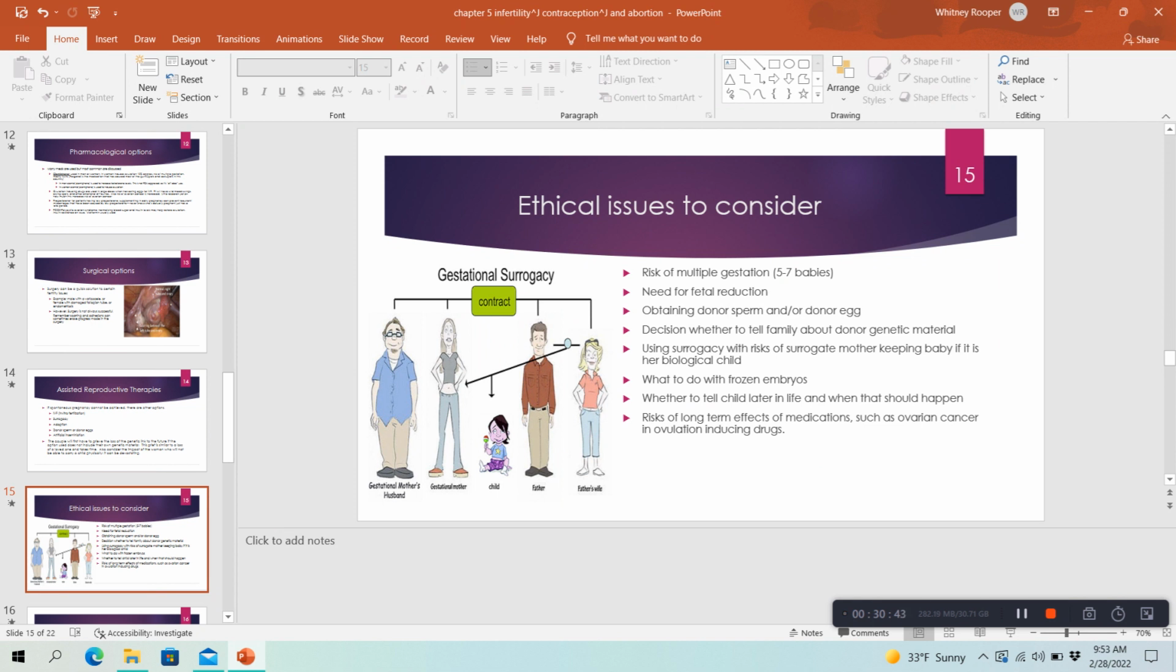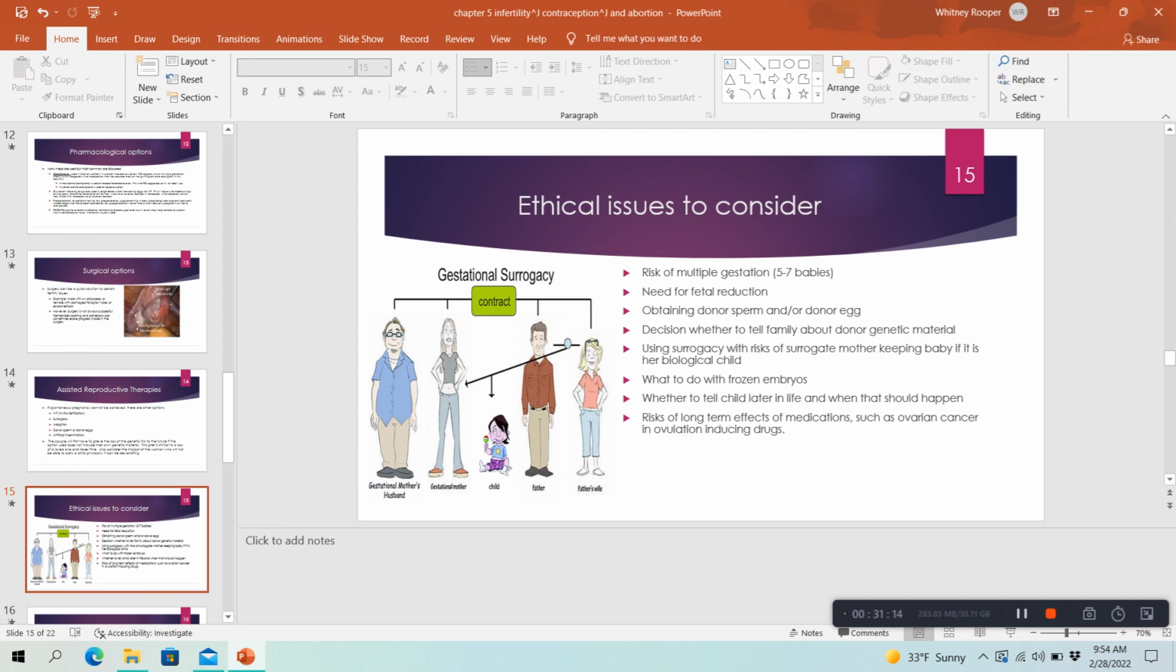Decision whether to tell the family about donor genetic material. So you do that. You tell your family that we don't know who the father of the baby is, or do you not tell them? And then what about the child? Does he need to know what medical issues he may have? Are there medical issues that run in that family? How do you find that out? If it's from a sperm bank or whoever the donor material is, how do you find out what family history they have? What he may need to know about his family health records?